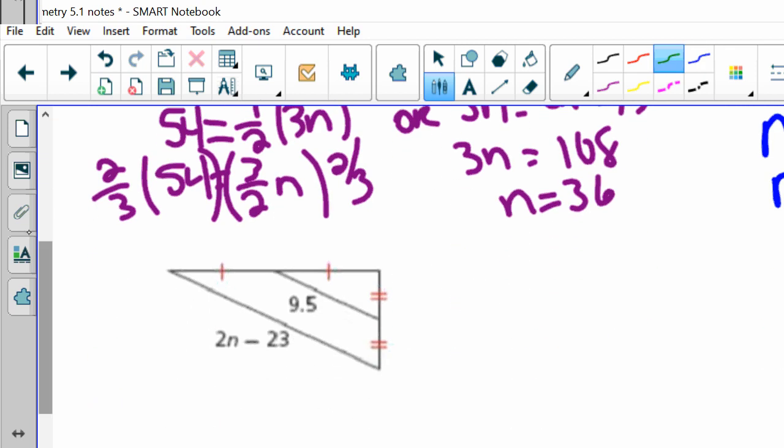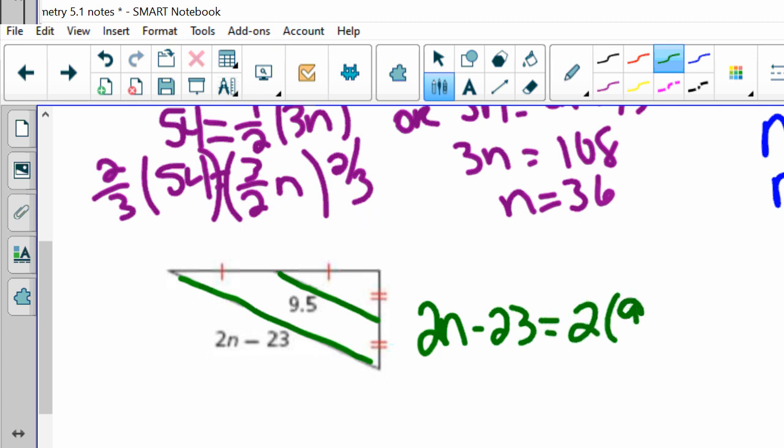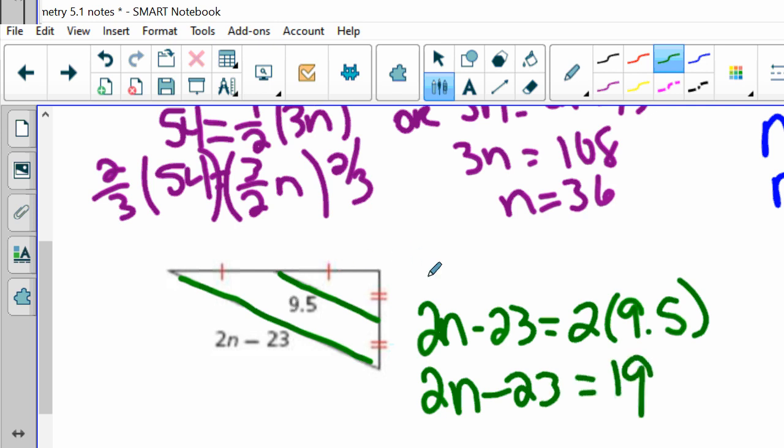This next example, these 2 lines are parallel. So I could say 2n minus 23 equals 2 times 9.5. So then if I want to multiply that, so 2 times 9.5. So I get 2n minus 23 is equal to 19. Add 23 to both sides. So I get 2n equals 42. Divide by 2, n equals 21.